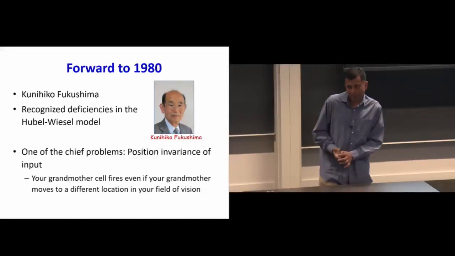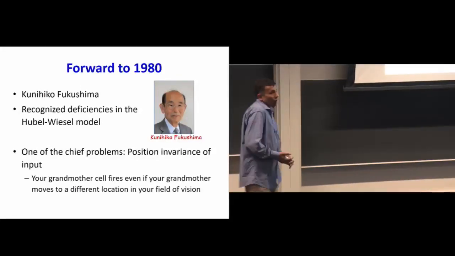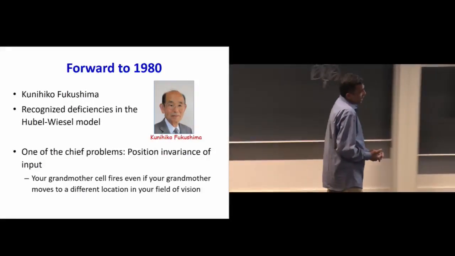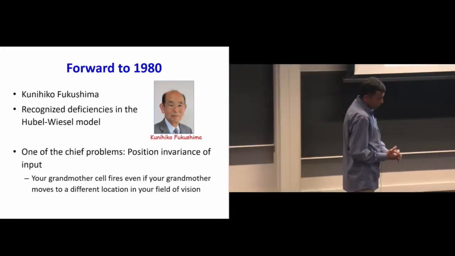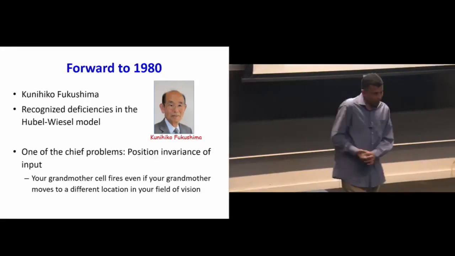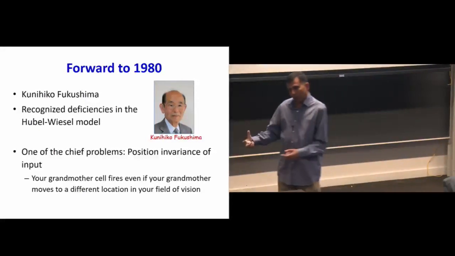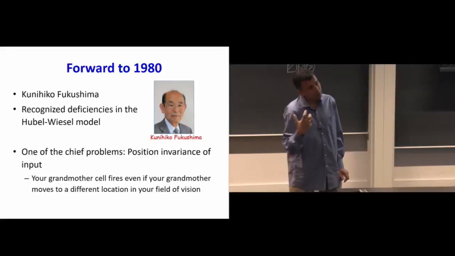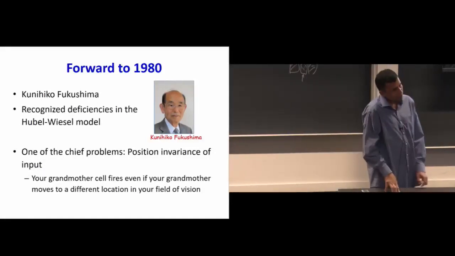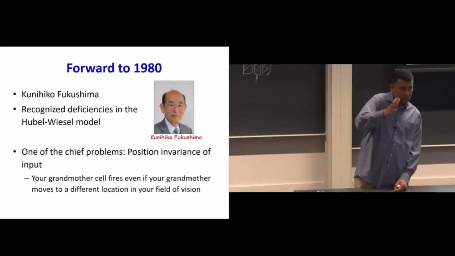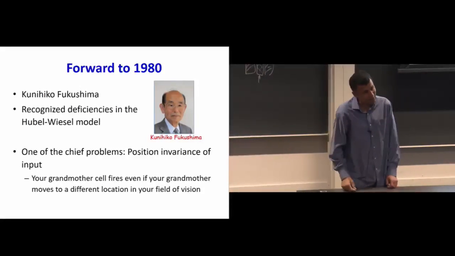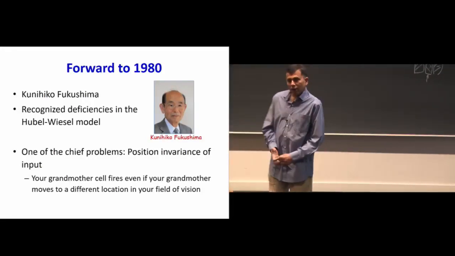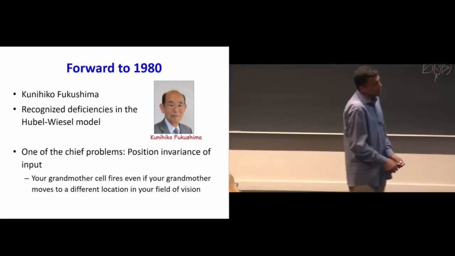Fast forward 21 years, 1980, and this is where the computational model begins kicking in. This is Kunihiko Fukushima. He realized that the Hubel and Wiesel model has some deficiencies. Firstly, if these neurons are responsive to certain patterns of input, say the earliest neurons are responsive to certain orientations, the rest of them keep building more and more complex patterns, eventually you get to a point where the combination of all of these, the complex structure, is being recognized as your grandmother.